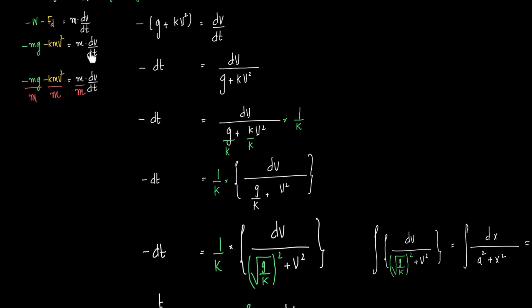Now, I'll divide this complete equation by m. So we get minus mg by m minus kmv square by m is equal to m by m into dv by dt, and m by m is 1, so these terms can cancel off. I can take one negative common, so what I get is negative of g plus kv square is equal to dv by dt. Then I'll transpose the term g plus kv square to the right hand side. So we get dv by g plus kv square is equal to minus dt.